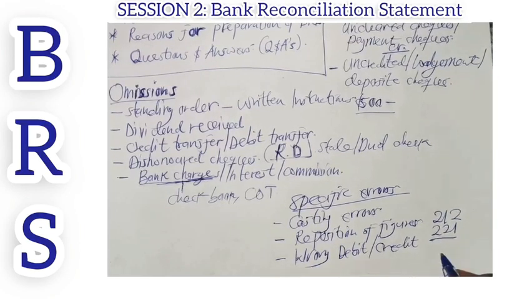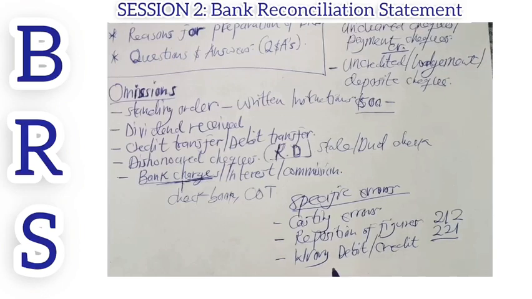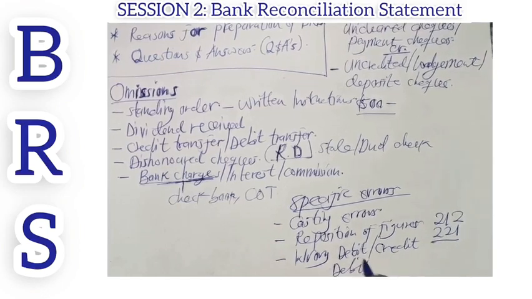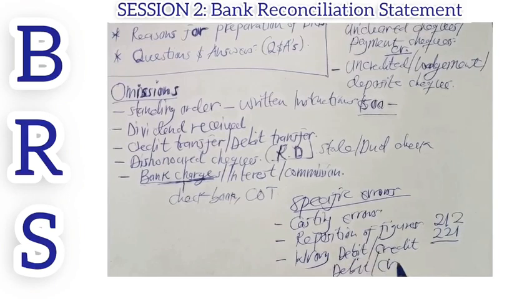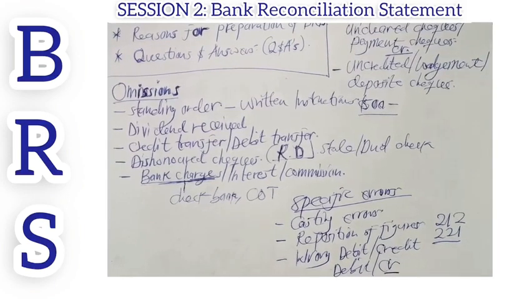And the wrong debit or the wrong credit is also another error that both the bank and the customer may commit. Instead of recording the item at the debit side, they actually recorded it at the credit side, and it can be vice versa. Instead of recording it at the credit side, they actually record it at the debit side. And when it happens like that, they all have an implication on the balances that will exist on the bank statement balance and the cash book balance.